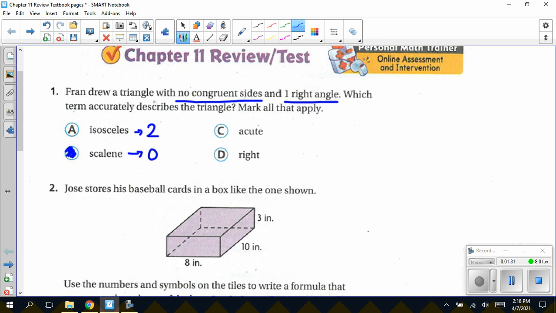Now I'm going to do the same thing for the angles. So up in the question it says that there is one right angle. Well, we know from lesson 2, if there is one right angle, that would make it a right triangle. So I had to have both B and D selected for question number 1. If it was equilateral, remember all three sides would be congruent. Or if it was obtuse, you would have one obtuse angle. Obviously, in an acute triangle, all three angles have to be acute.